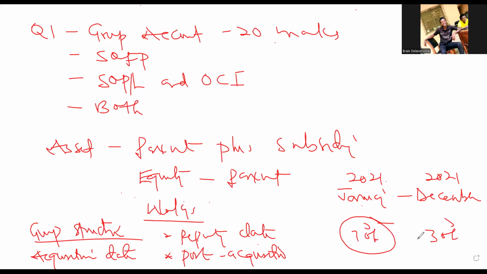So the profit that will be made over there is for the owners, and the parent is part of the owners. So the parent will have a share of the profit, and the NCI will also have a share of the profit.